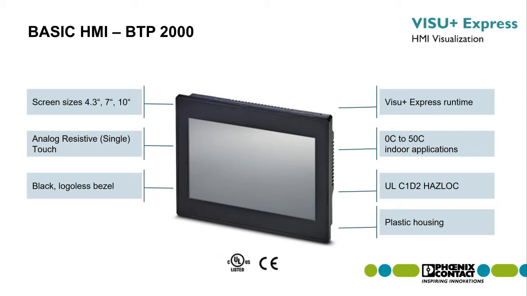There's many different screen sizes from 4 to 10 inches. These are all analog resistive touchscreen HMIs. They're made for indoor applications, and they also have a high class UL approval, which is the class 1 division 2 hazard location approval. Again, these are all logoless bezels with a plastic housing, and they're at your disposal. Just to give you an idea of what the list price of these are, we're starting at the $495 list price for 7-inch. So they're very price competitive in that aspect, and you can get a lot of bang for your buck.